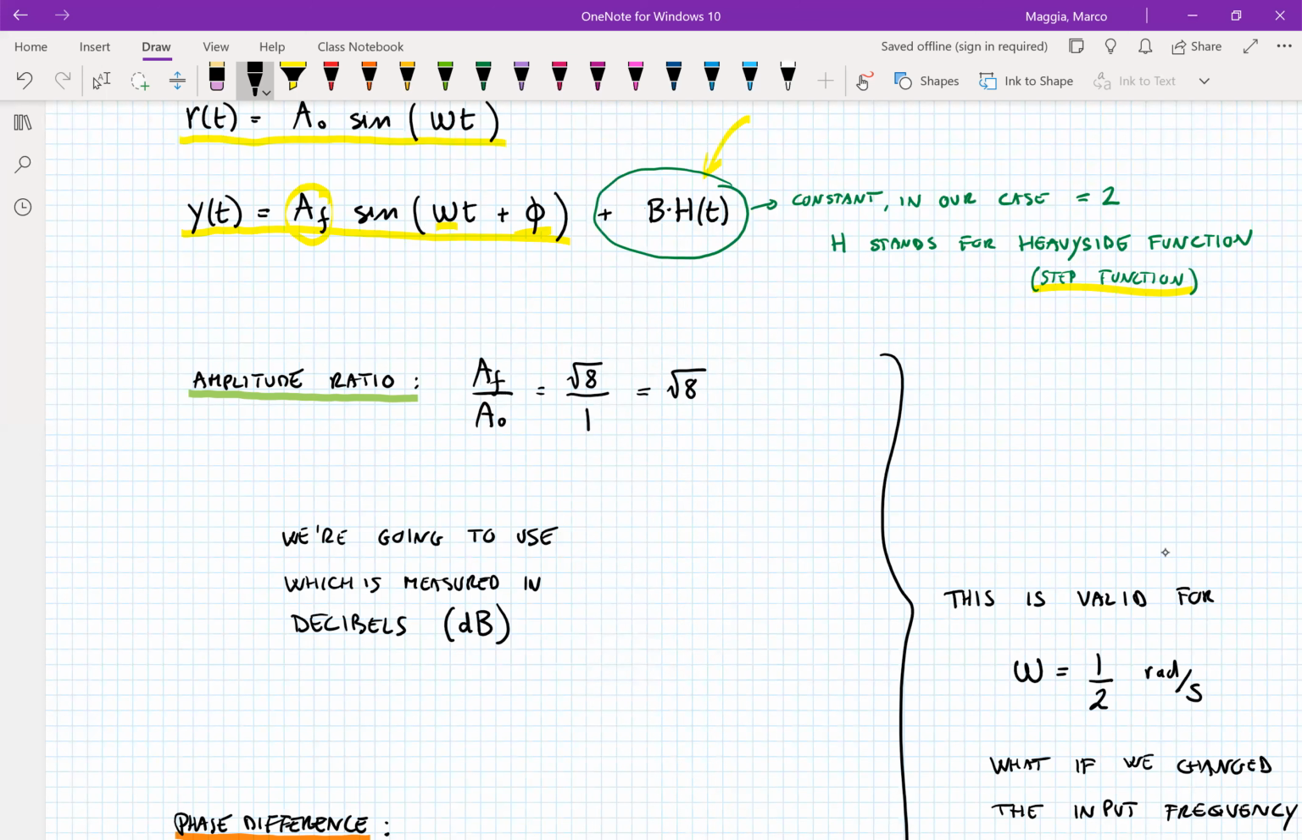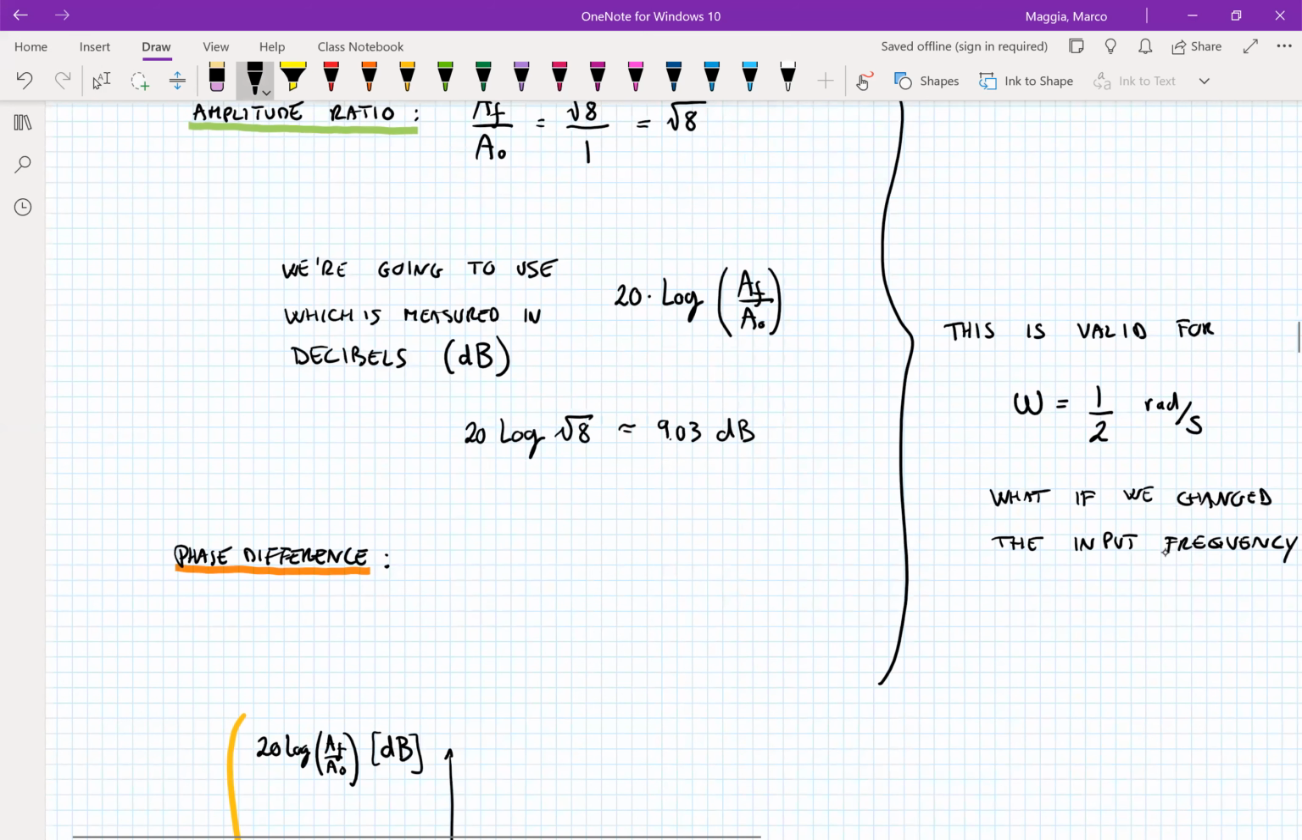Now, from now on, we're going to use the decibels to measure the amplitude ratio between the output and the input. And then the way, mathematically speaking, that you find the decibels is to take 20 times logarithm of whatever you want to transform. So in this case, it is the ratio, A final divided by A initial. So in terms of decibels, the amplitude is 20 logarithm of square root of 8, which is about 9.03 decibels.